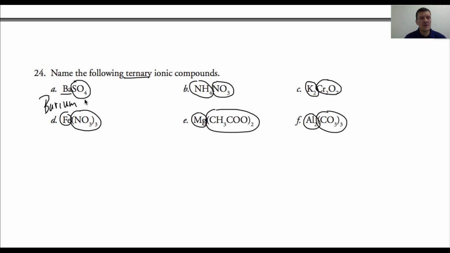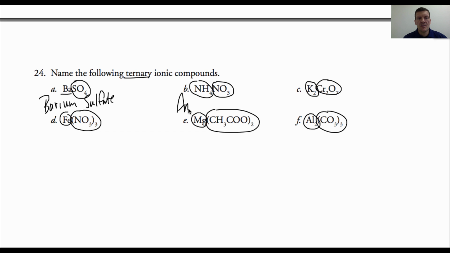Barium sulfate. You don't need to worry about any prefix or any way to tell the reader how many of each you are going to have, because it's the charges that determine how many of each you have and the ratio in which they need to combine. Barium sulfate is always BaSO4, always. There's no other way to combine barium and sulfate.